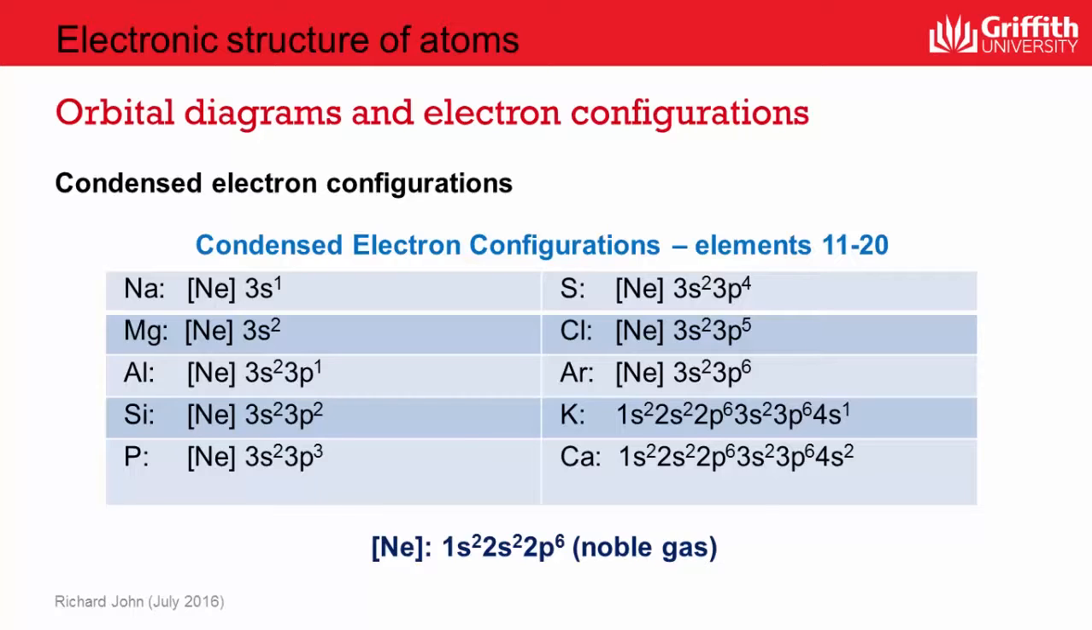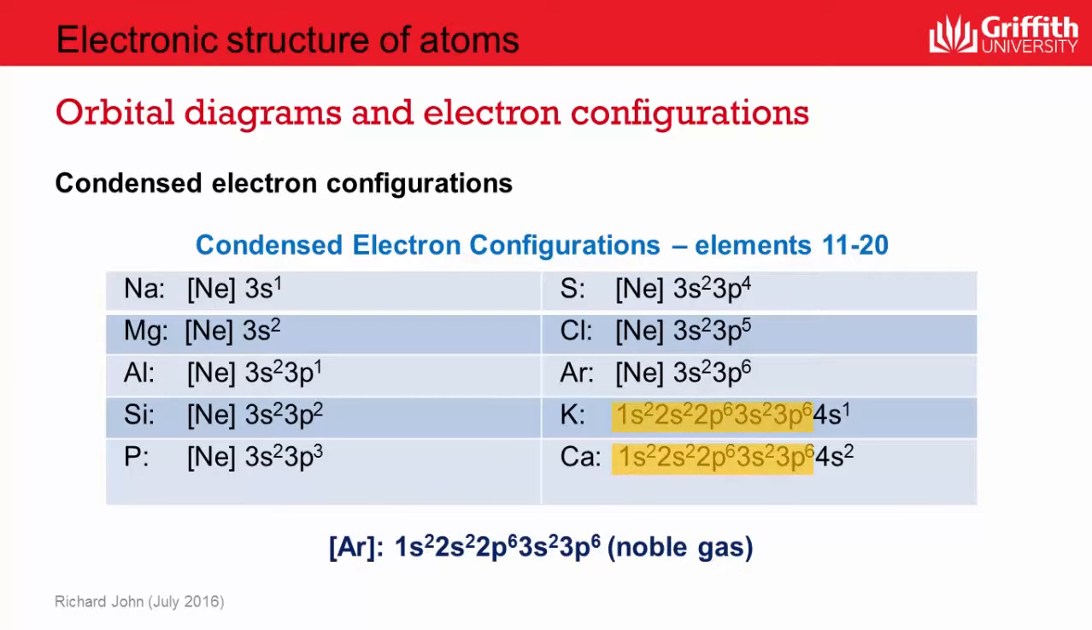Now in the case of elements 19 and 20, that's potassium and calcium, we can see that the start 1s2, 2s2, 2p6, 3s2, 3p6 is actually the electron configuration for the next noble gas in the series, and that's argon. And so we can write condensed electron configurations for potassium and calcium by placing argon in square brackets and then just representing the outer shell electrons there. Now it's important that we can identify the outer shell electrons because they are the ones that are involved in bonding, and we'll get to that a little later on.